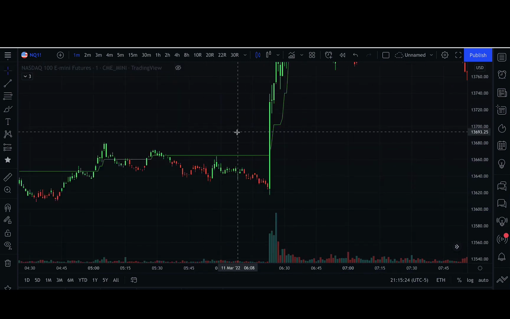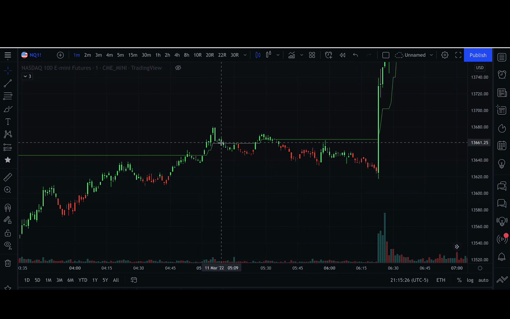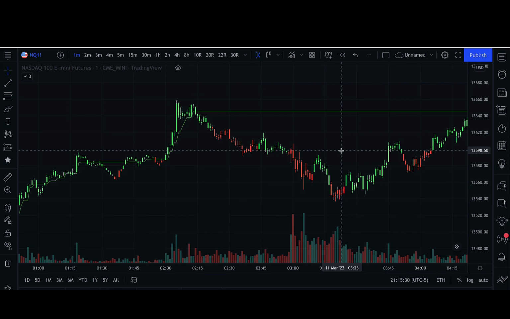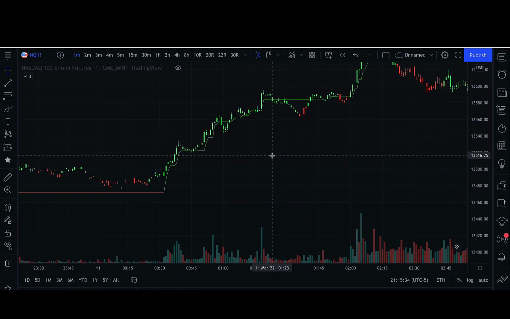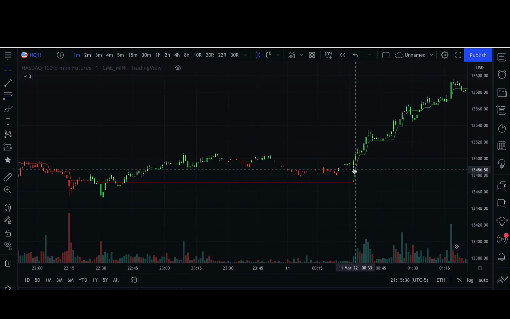Let's do some more. You guys can see it down here. It's perfect. Here it is again. It's perfect. Let's just do some longs now. We've done enough shorts. So here it is right here. Price is playing above it, playing above it, playing above it. We're not going to be able to get in here.